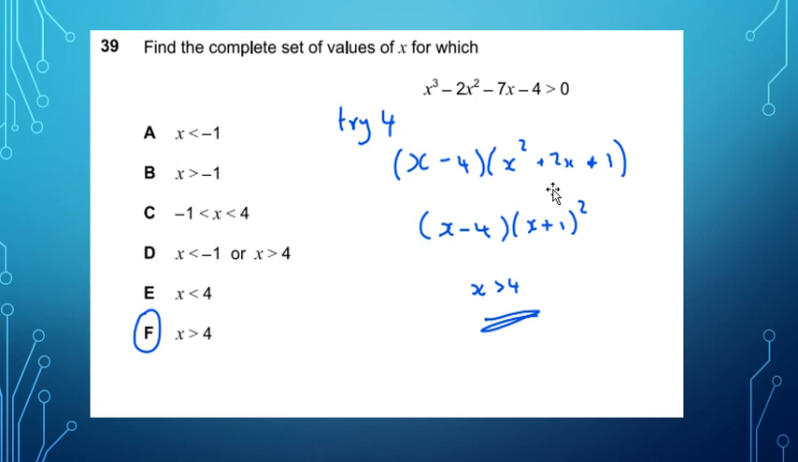So x plus 1 squared, that's always 0 or greater. And so the only thing we need to think about is what this factor is going to do. So in order to make the cubic positive, that factor has to be positive, so x has to be greater than 4.